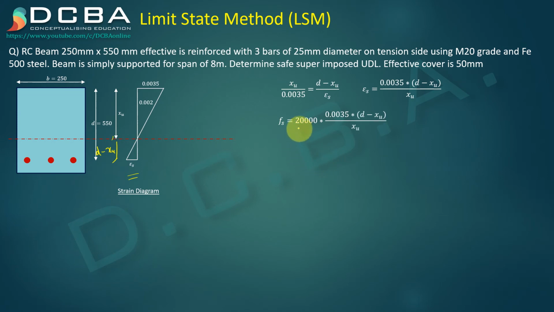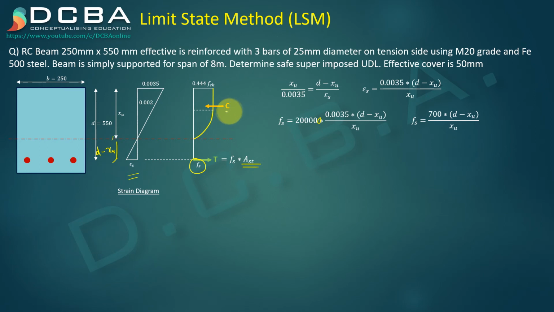So Fs is, I think there's one more 0 here, right? 2 into 10 raised to 5. So it comes out to be 700 into d minus xu upon xu. This is the stress in steel for the corresponding strain. So the stress diagram will now alter. This is the stress diagram for concrete, but here instead of taking 0.87 Fy, I will take the value of stress which is actually coming there. So my tension force will be now Fs into AST, that is stress in steel at that level, which is Fs into area of steel.